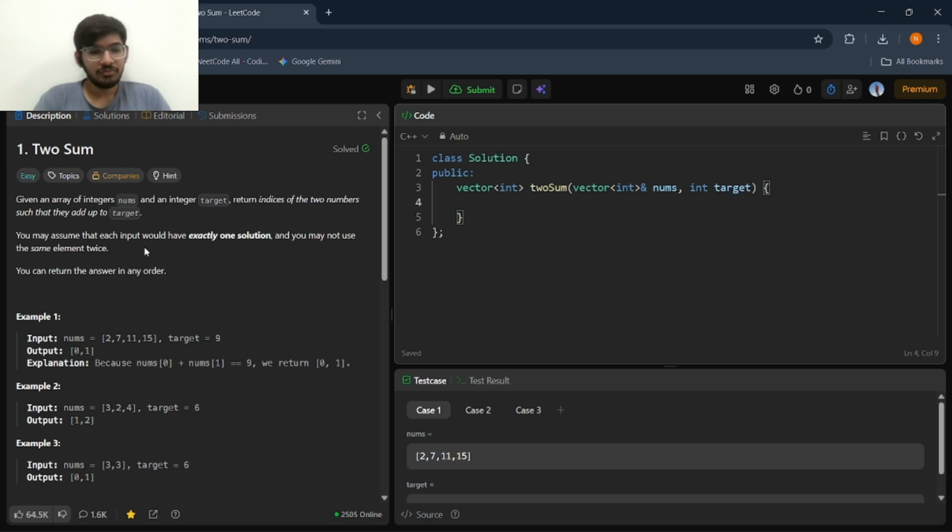Example 1. Input: nums equals 4 values, 2, 7, 11 and 15. Target equals 9. nums[0] and nums[1] addition equals 9, so we return 0 and 1. Output is 0 and 1. Example 2: input nums equals 3 values, 3, 2, 4. Target equals 6. Output is 1 and 2.